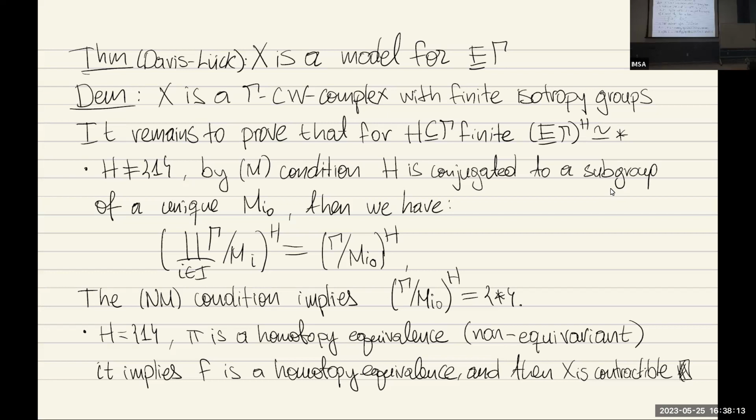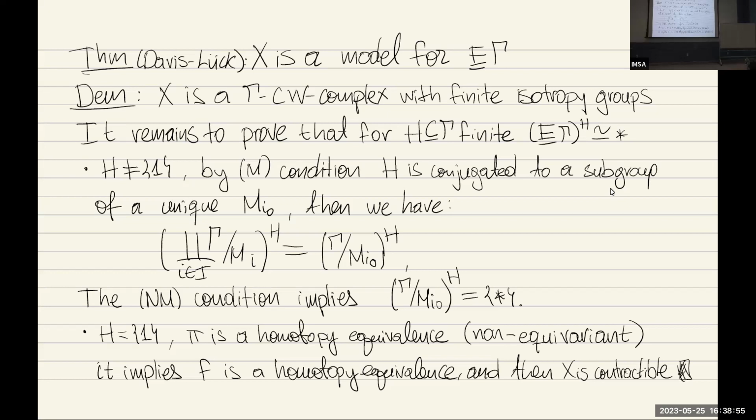The proof is not so difficult. The idea is that X is a gamma CW complex with finite isotropy groups. And we have to prove that for every finite group, the fixed point set is contractible. Two cases. The first case is that H is a non-trivial finite subgroup. Then by the M condition, H is conjugated to a subgroup of a unique maximum in I0.